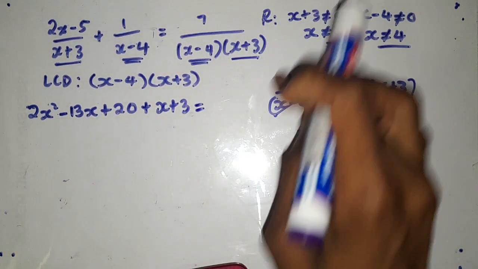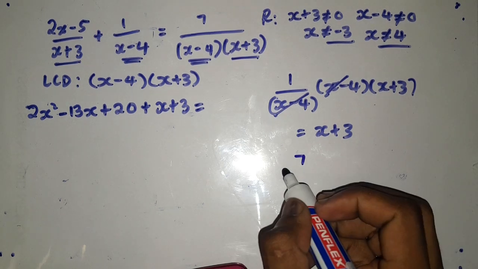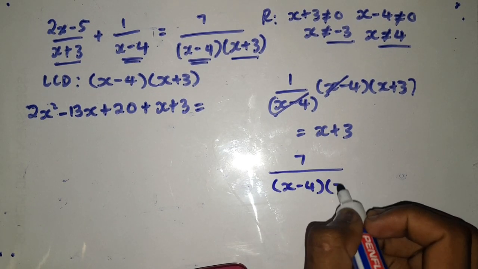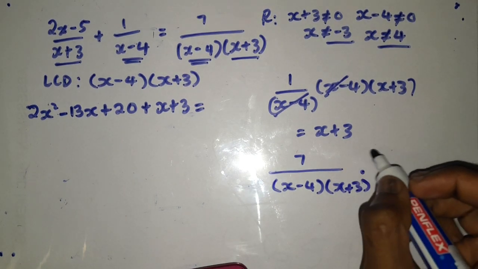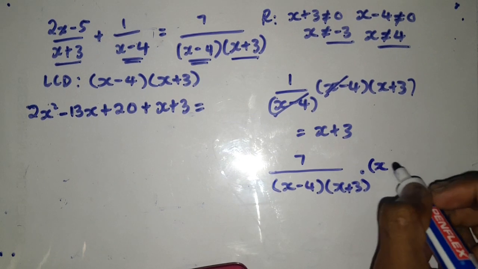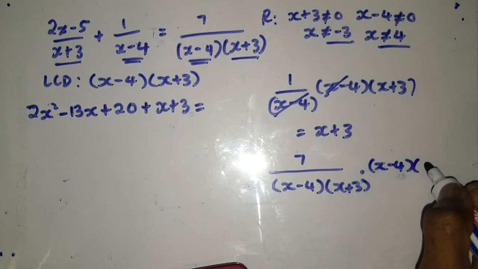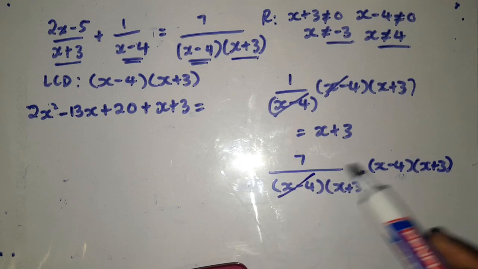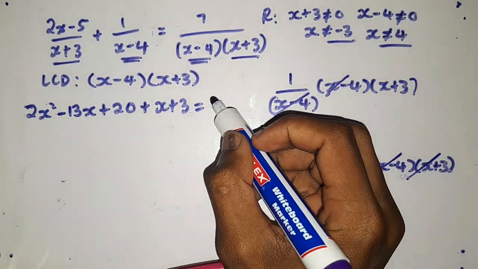Now, on my right hand side, I'll write it here because I have much space. I have 7 over x minus 4, x plus 3. You multiply by x minus 4, your LCD, together with x plus 3. What is going to happen? Everything will cancel, and I'm going to be left with 7.